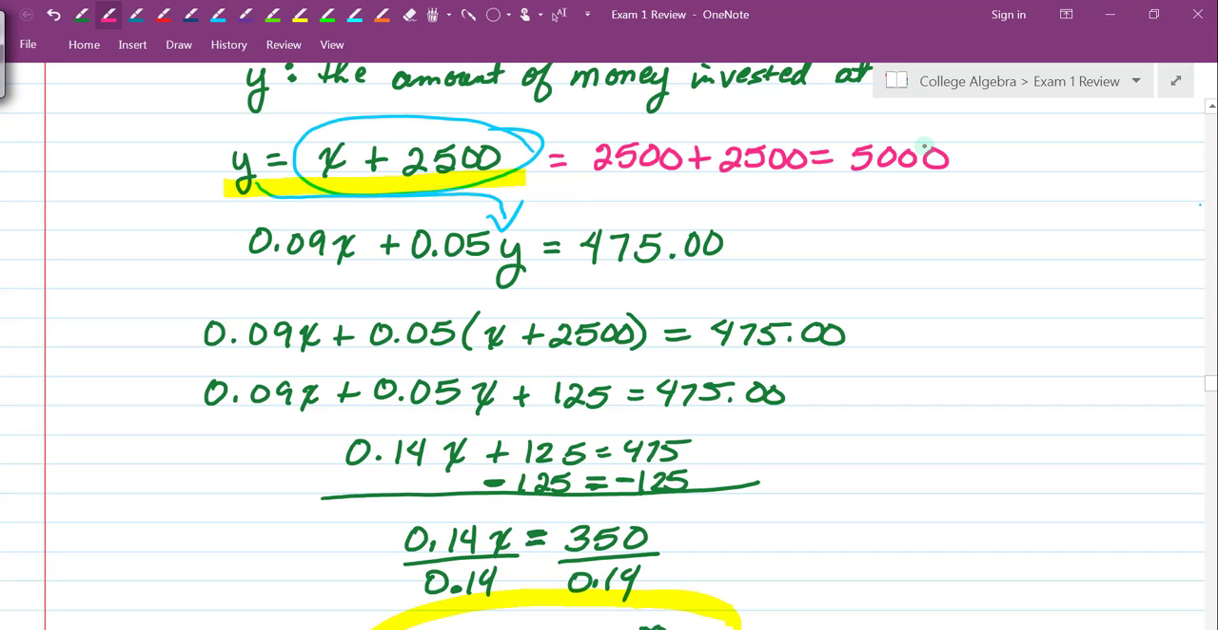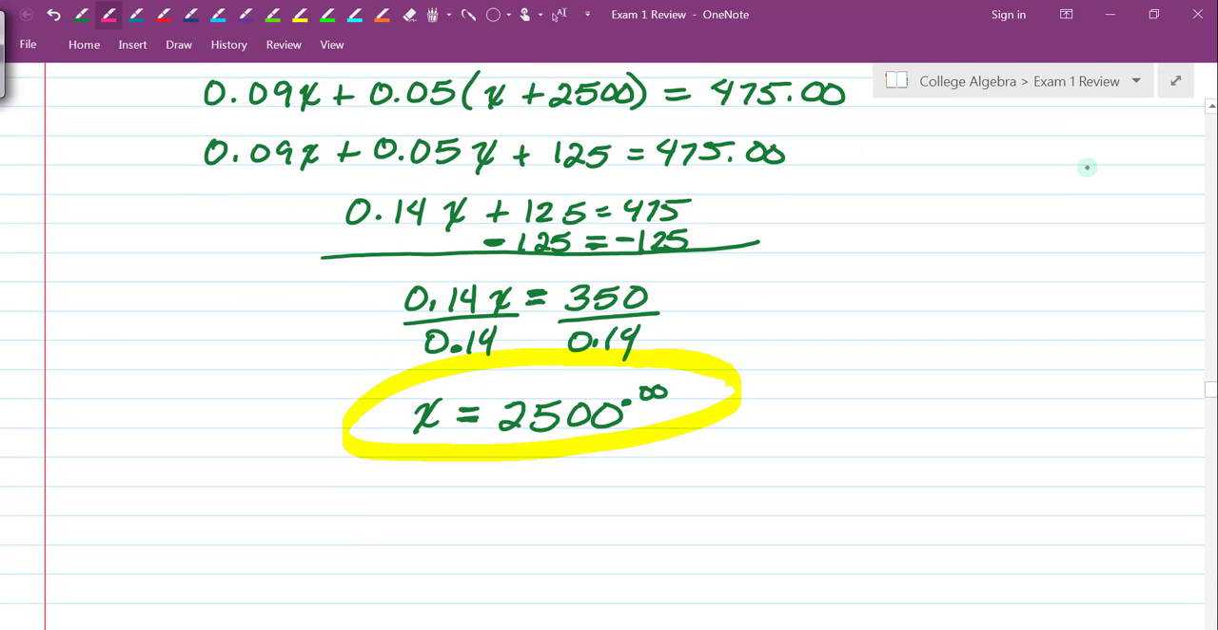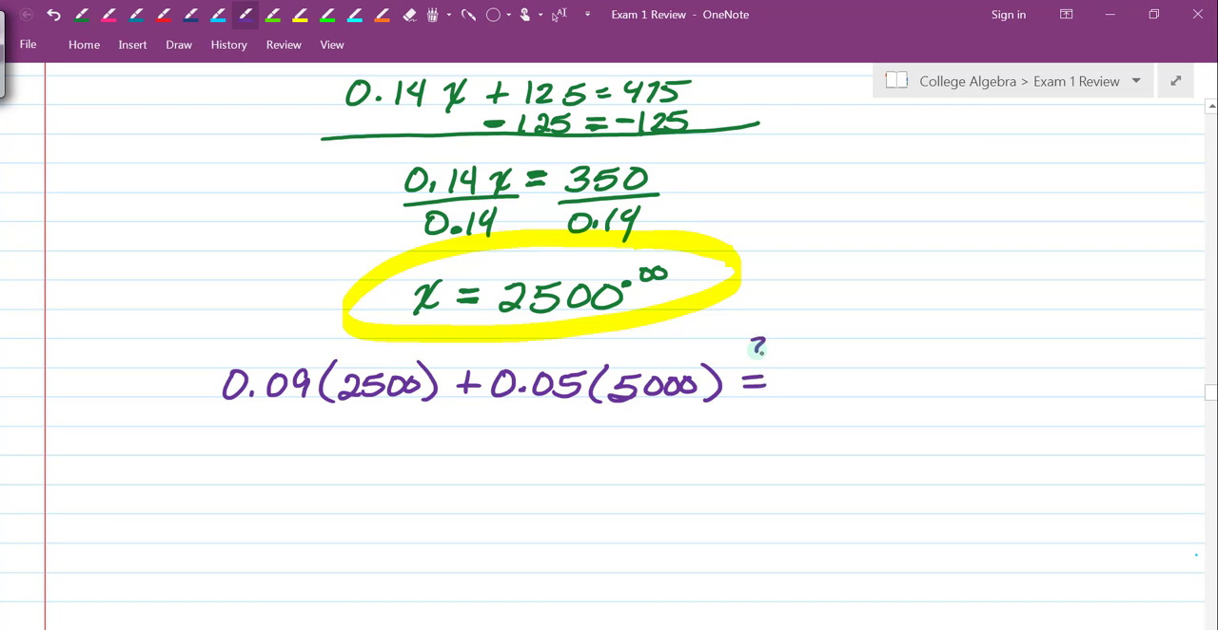Okay, now if I want to check, so we invested 5,000 at 5%, because that's what we defined up here. So we did 5,000 at 5%, and we did 2,500 at 9%. If we wanted to check to make sure that this worked out correctly, we could come back down here and say that 0.09 multiplied by how much money we invested at that rate, which was 2,500, we're going to add to that 0.05 multiplied by the amount invested at 5%, and does that equal $475? That is the question.